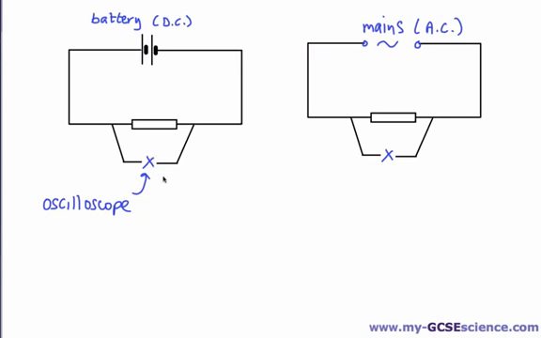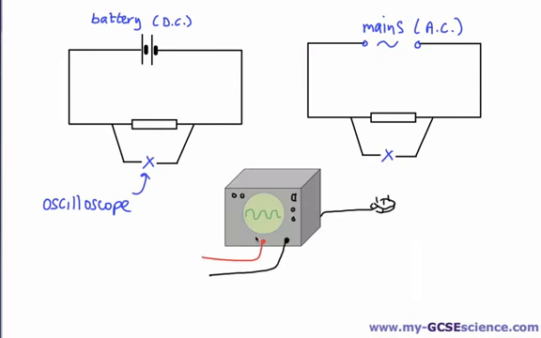We can measure it with a voltmeter, but we can also use this thing called an oscilloscope. So in position X here, I've got an oscilloscope, and the same for the circuit that's running not from direct current but from alternating current. And this oscilloscope is basically a machine that looks a little something like this.